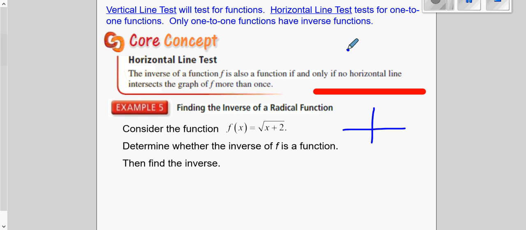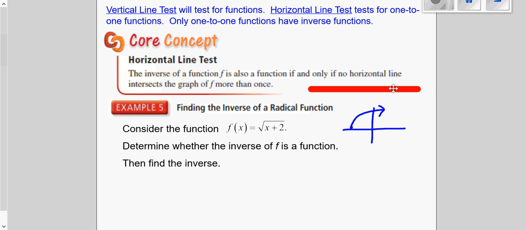So when we graph a square root graph, like square root of x plus 2, it is a square root graph. It looks kind of like this, but the plus 2 moves it 2 units to the left. So that's what this graph will look like. We have to see if it passes the horizontal line test.